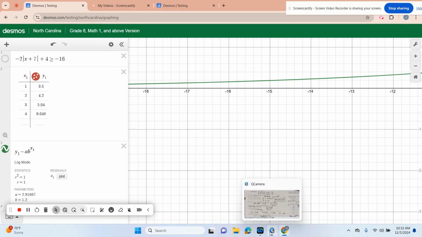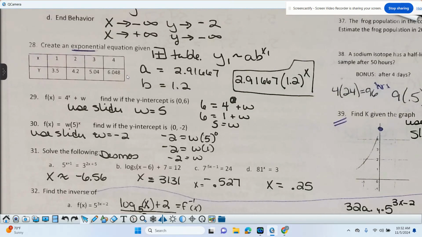So coming back to my question here, notice how I had my a, that was the a that came up in the parameters, that was my b. Those are the numbers that I'm going to put in for the a and the b, and this is the answer. Desmos will do it for you.